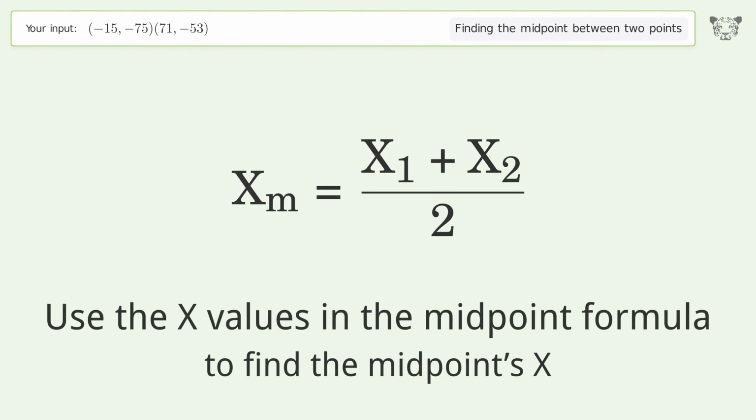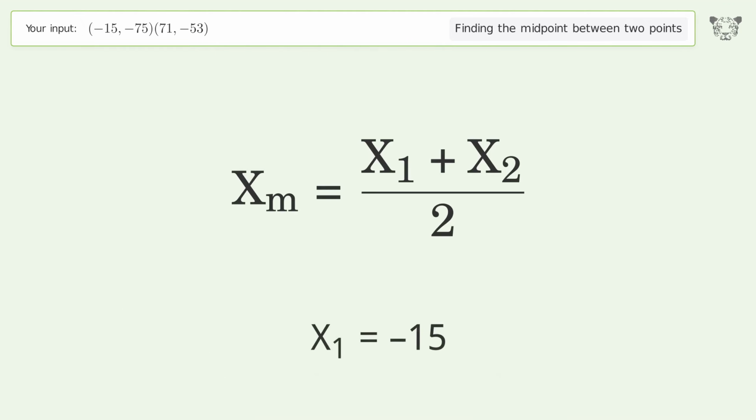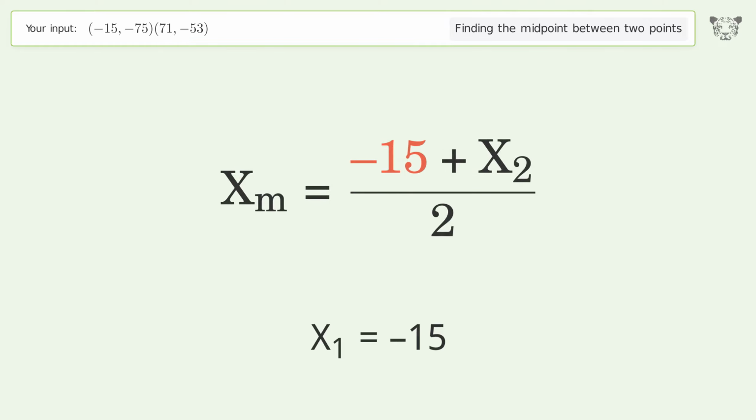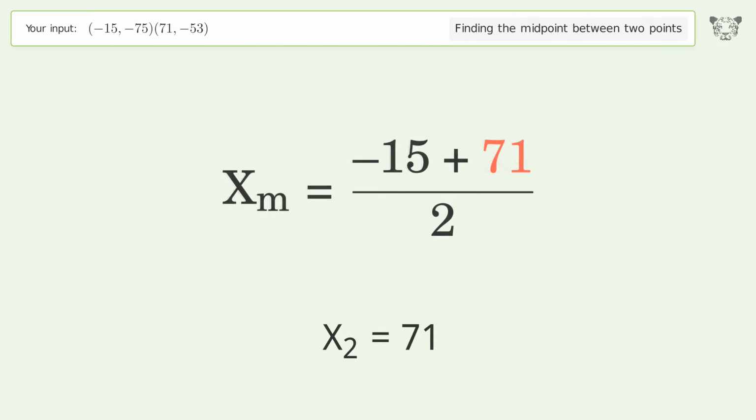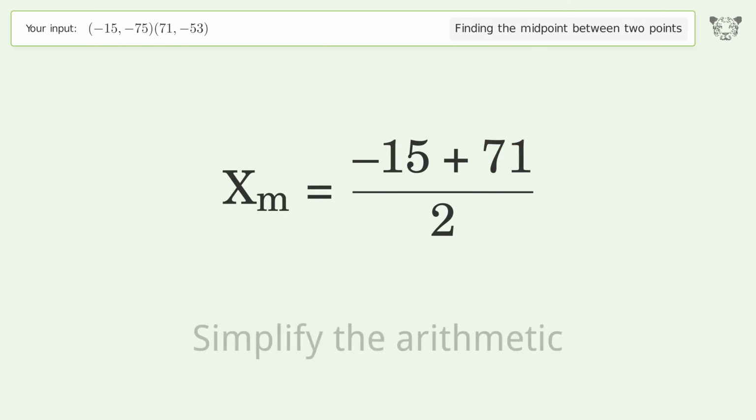Use the x values in the midpoint formula to find the midpoints x. x1 equals -15. x2 equals 71. Simplify the arithmetic.